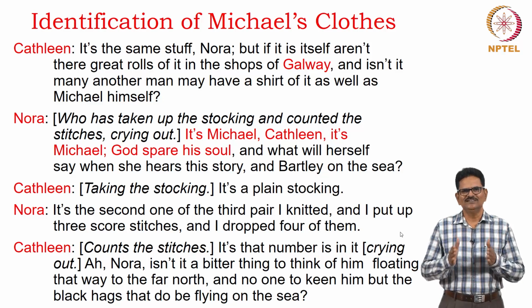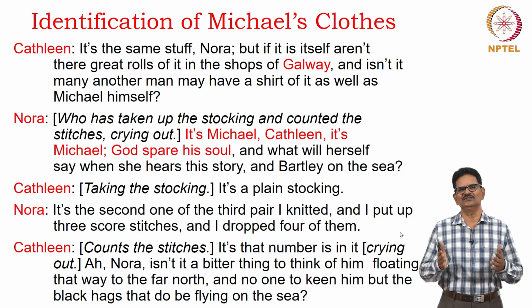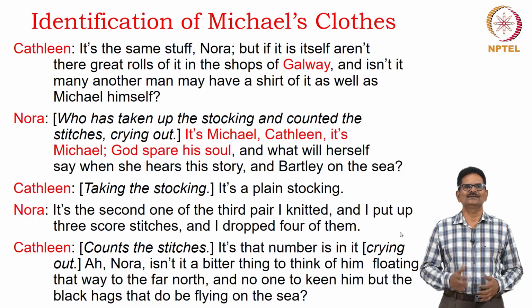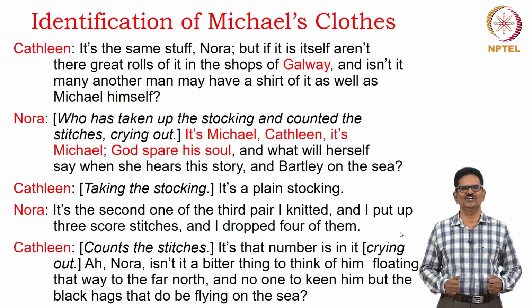Now this is again another important event in the play, to identify Michael's clothes. If they confirm that these clothes belong to Michael, then they could be sure that Michael is lost. Kathleen and Nora, they have this conversation.